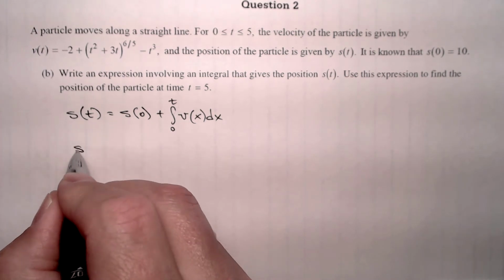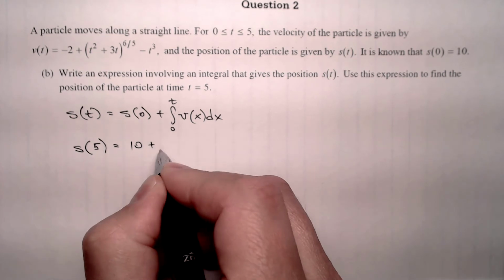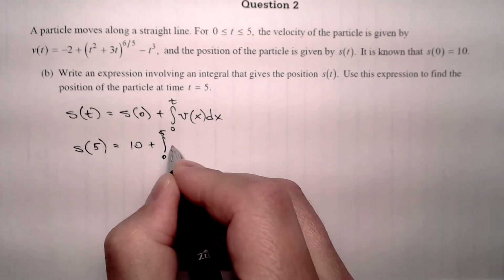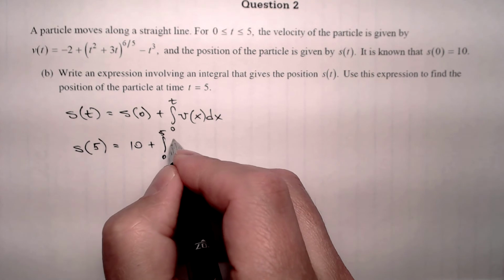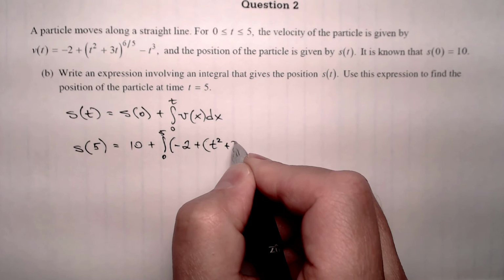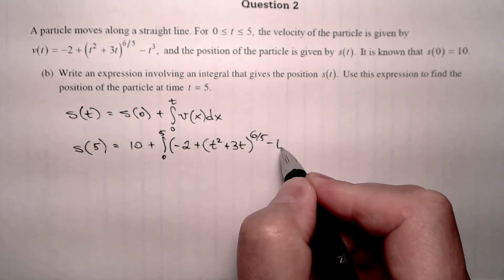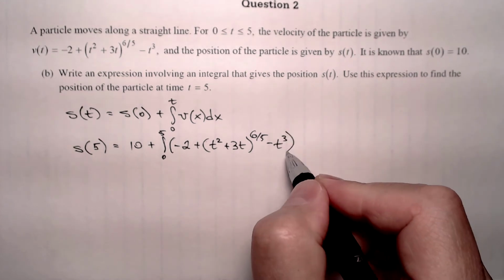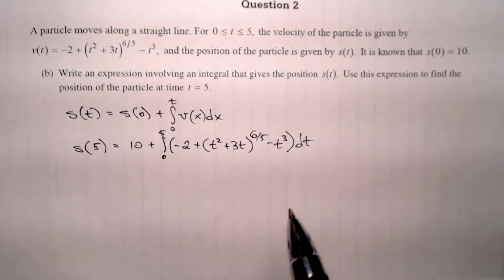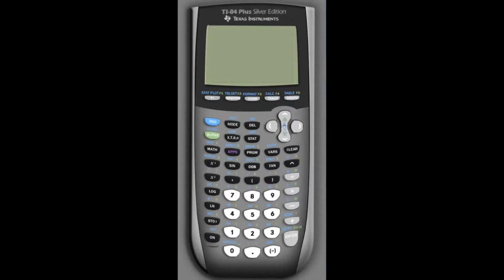So s of 5 equals 10 plus integral from 0 to 5. V of x is this expression, negative 2 plus t squared plus 3t to the power 6 over 5 minus t cubed, dt. And so let's use the calculator to calculate this expression. Let's now calculate this expression.